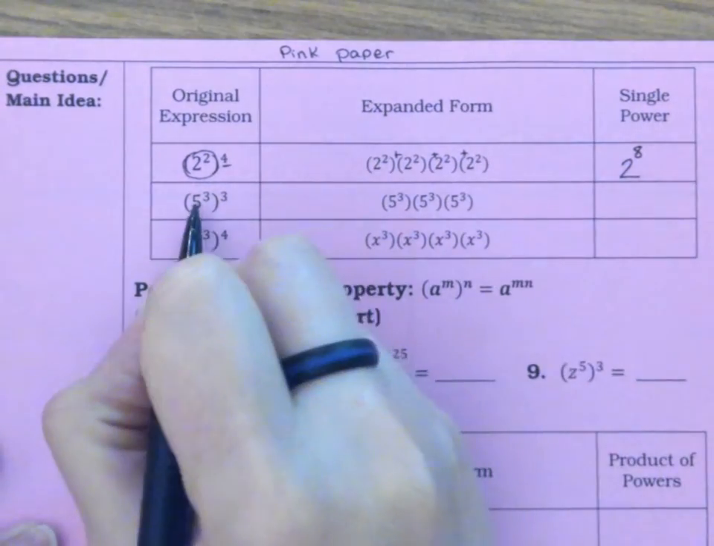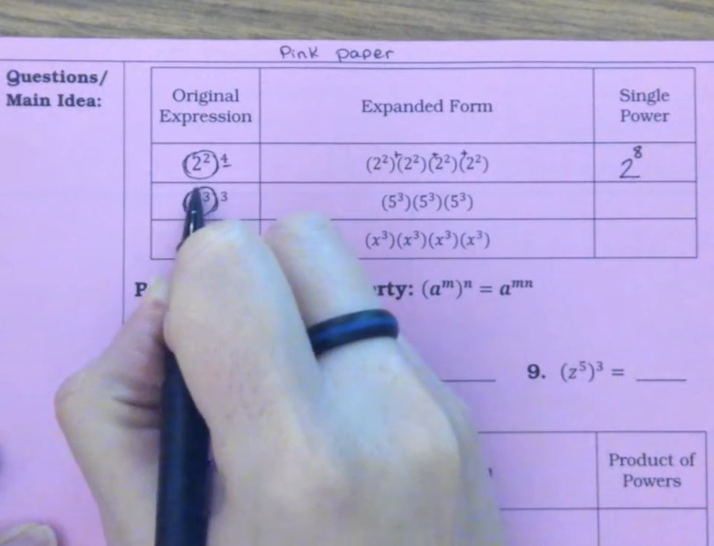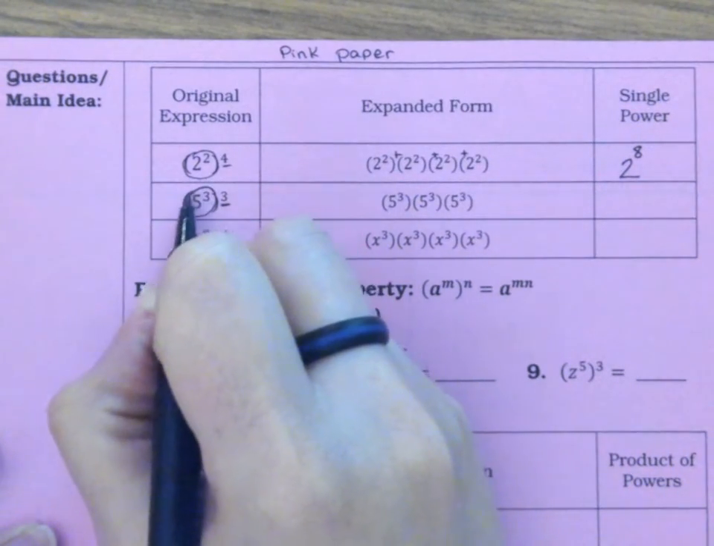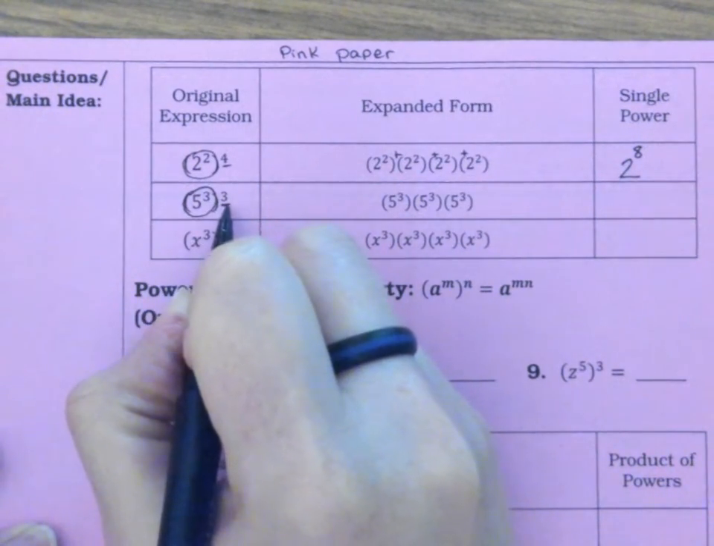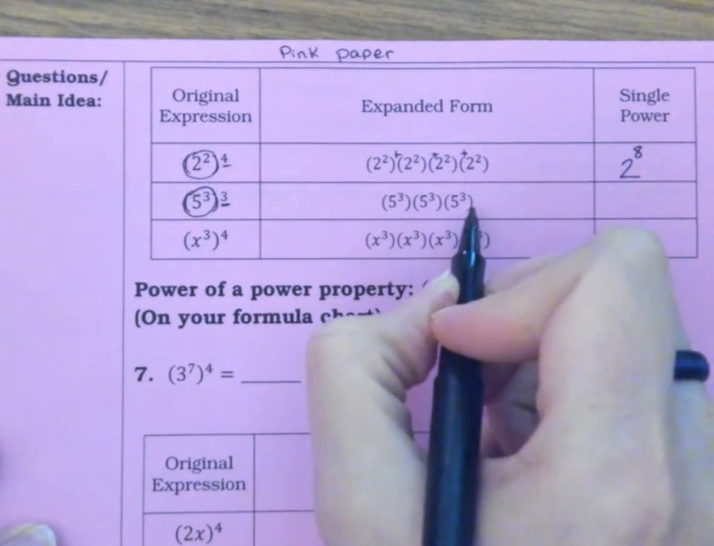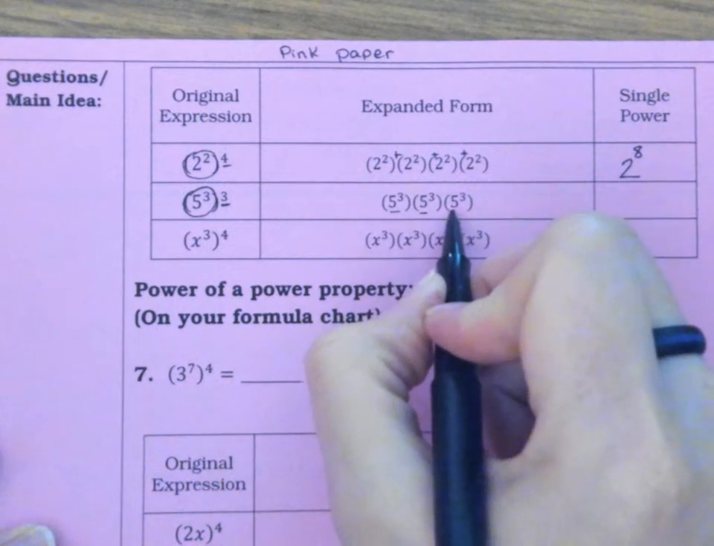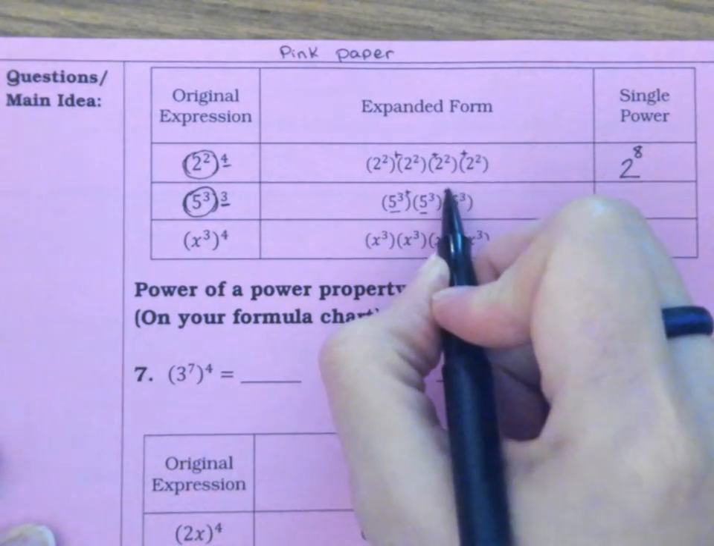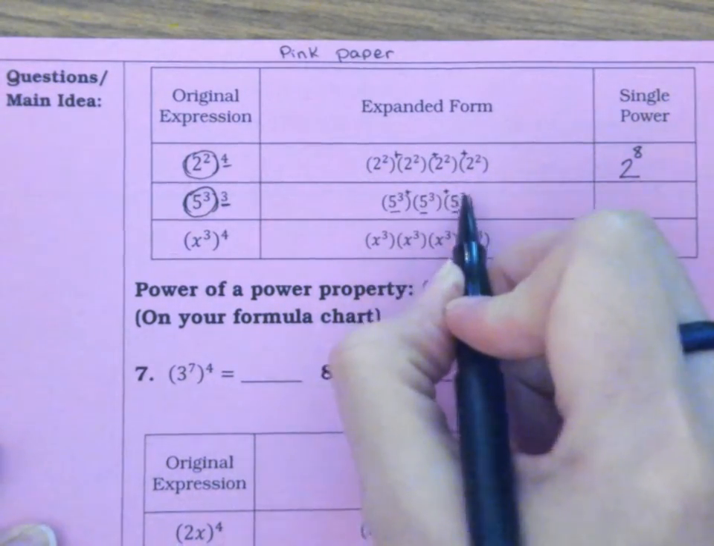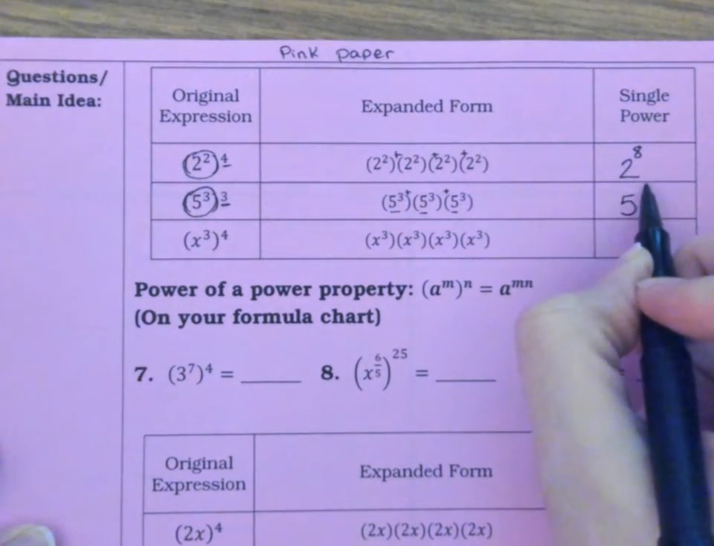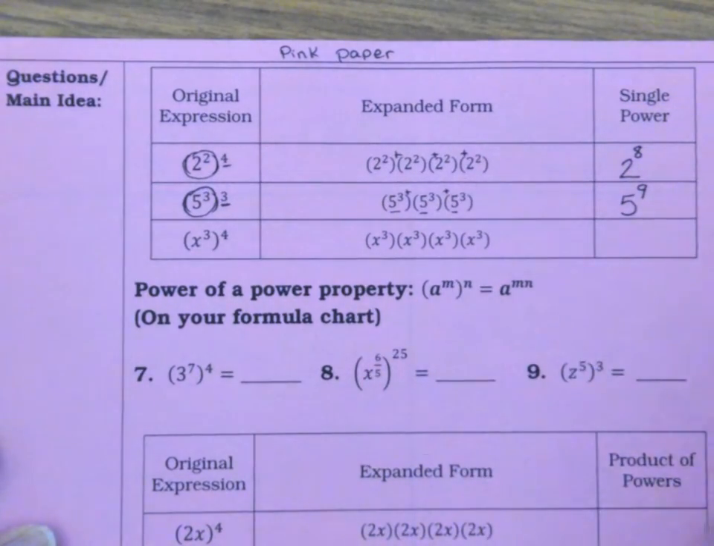And the same thing here. 5 cubed to the 3rd power means I write that whole thing 3 times. And so I already wrote it out for you 3 times. And then we're going to use our rule from yesterday. If we multiply the same base, we add the exponents. 3 plus 3 plus 3. So I have 5 to the 9th power.